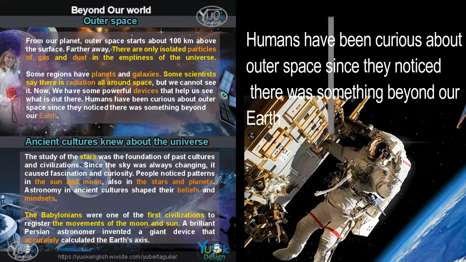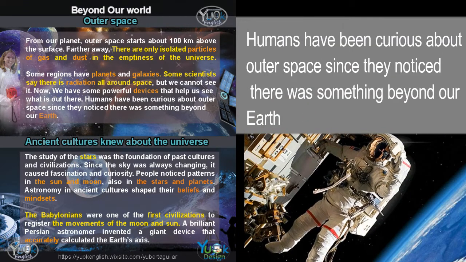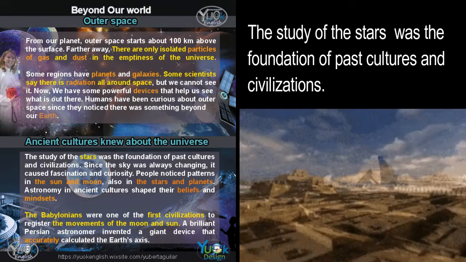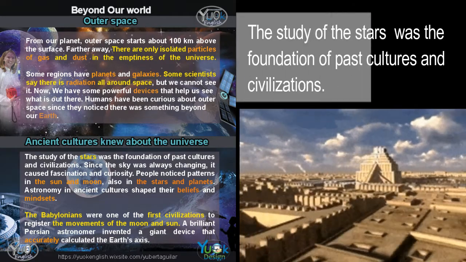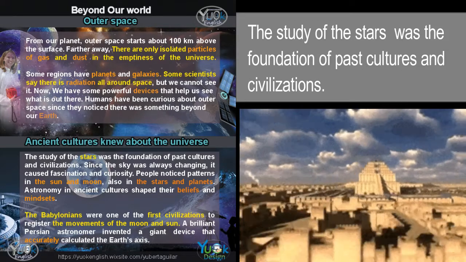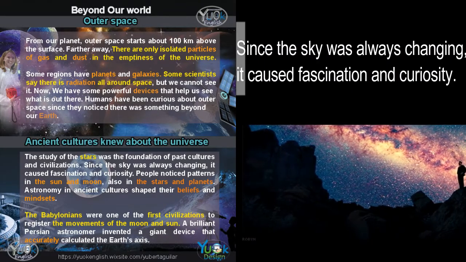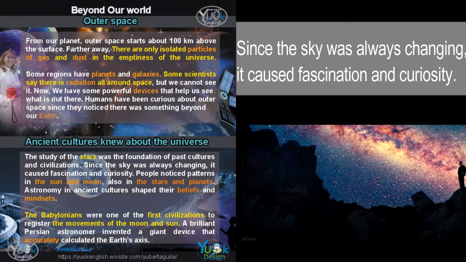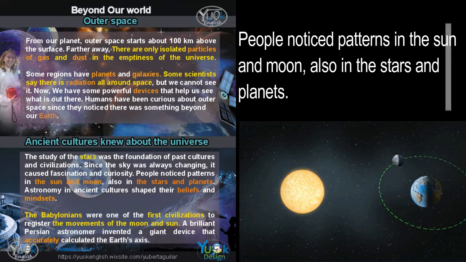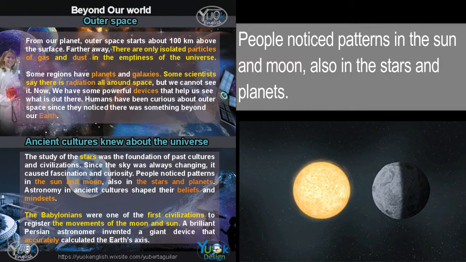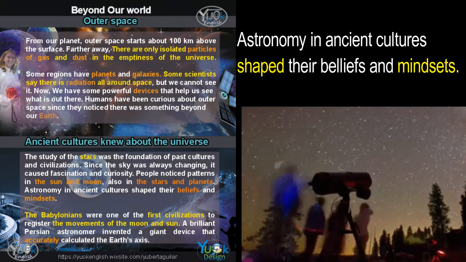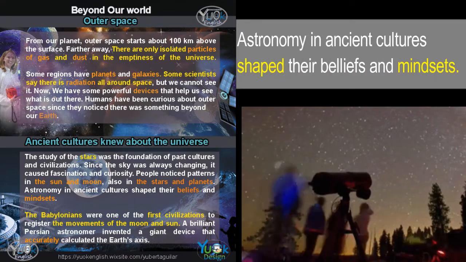Humans have been curious about outer space since they noticed there was something beyond our Earth. The study of the stars was the foundation of past cultures and civilizations. Since the sky was always changing, it caused fascination and curiosity. People noticed patterns in the sun and moon, also in the stars and planets. Astronomy in ancient cultures shaped their beliefs and mindsets.